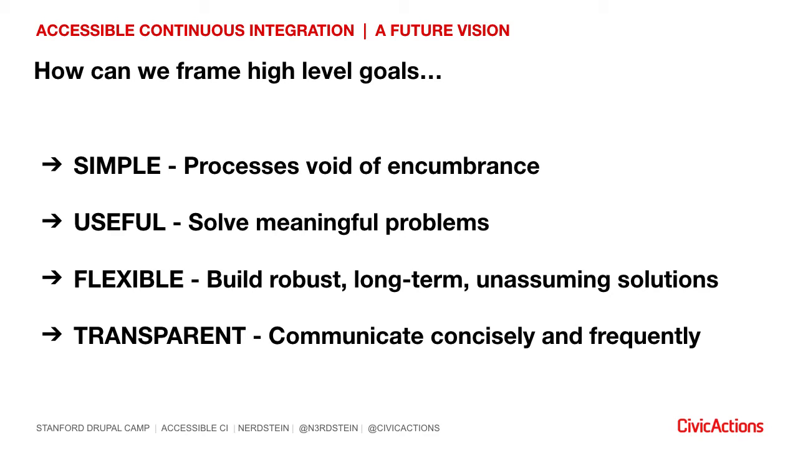So what we tried to do was boil this down into some really high level goals, because I think as you're starting to think about this concept, it's really important for you to have some focus of some different goals that you might be aiming to solve. Well, the first goal is simple. Any process that you're automating or anything that you're setting up, any service, should be void of encumbrance. There shouldn't be anything hampering the service, or it should be really straightforward and super simple.